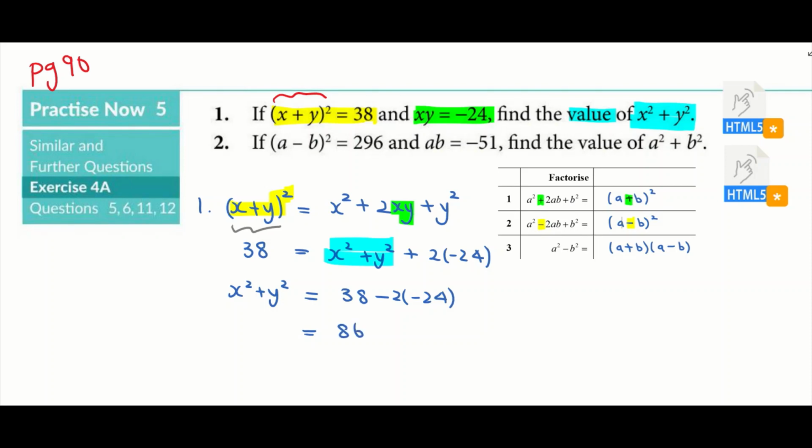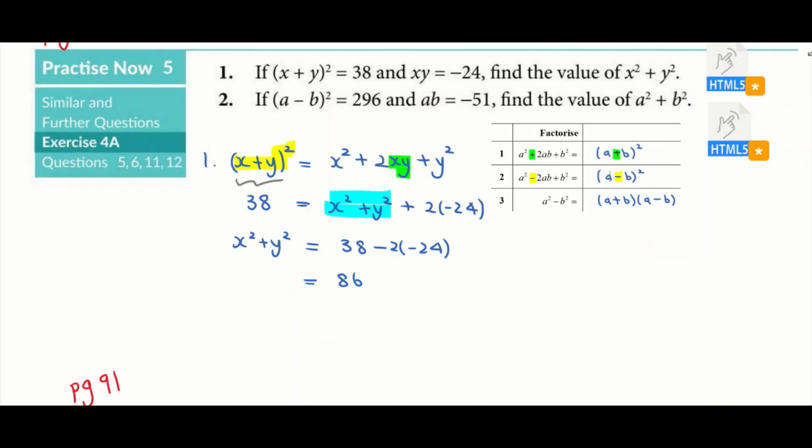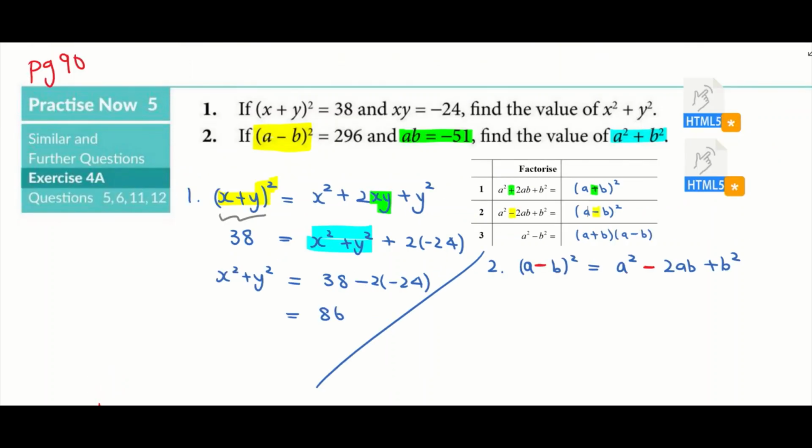The answer is 86. The second question is similar, but for the second question, I have a new identity to use, a minus b whole thing squared, which is the minus case. But same thing, they also give us the value of another expression. ab is negative 51. And they ask us to find the value of a squared plus b squared. So for question 2, I will first write down the second identity and then substitute my known values before finding out what I want, which is a squared plus b squared. And this answer is 194.